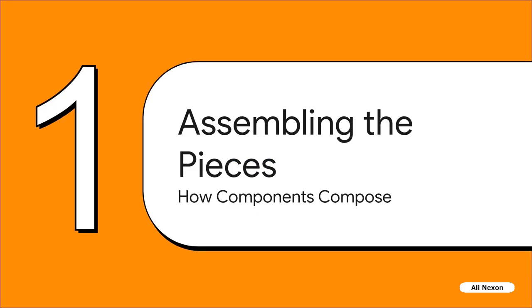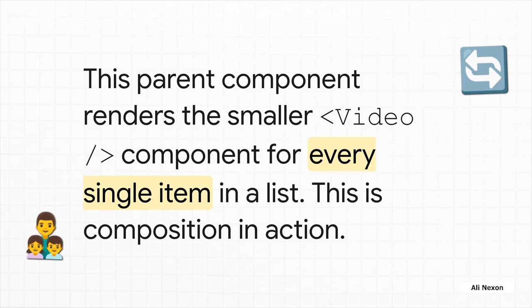Okay, so let's take that Lego idea and see how it works in practice. How do we actually snap these little component bricks together to build something bigger and more useful? So here we have our video list component. Its job is pretty simple. Show a list of videos. Now look closely at the code. See that part that looks like an HTML tag? Video slash? That's the magic right there. That's not HTML. That is us using our other component, the video component we just looked at. We're telling React, hey, for every video in our data, I want you to render one of those video components.